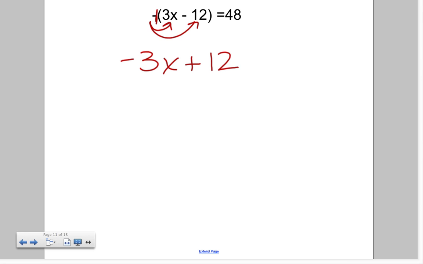12. Negative times a negative, and then 1 times 12 is still going to give us 12. And the opposite of a negative is always positive. There you go. Thank you. All right. So now make sure when you bring this 48 down that you keep it positive. And then from here, can you solve for x? Go. Do it.